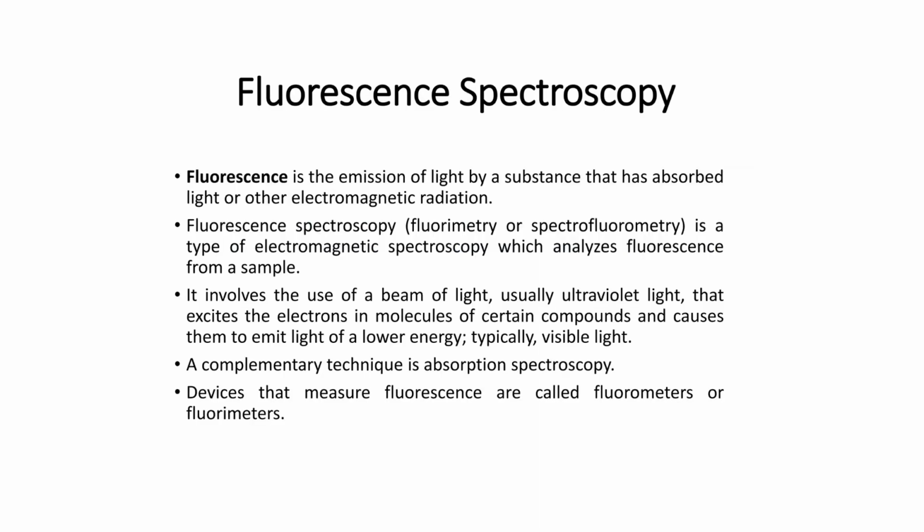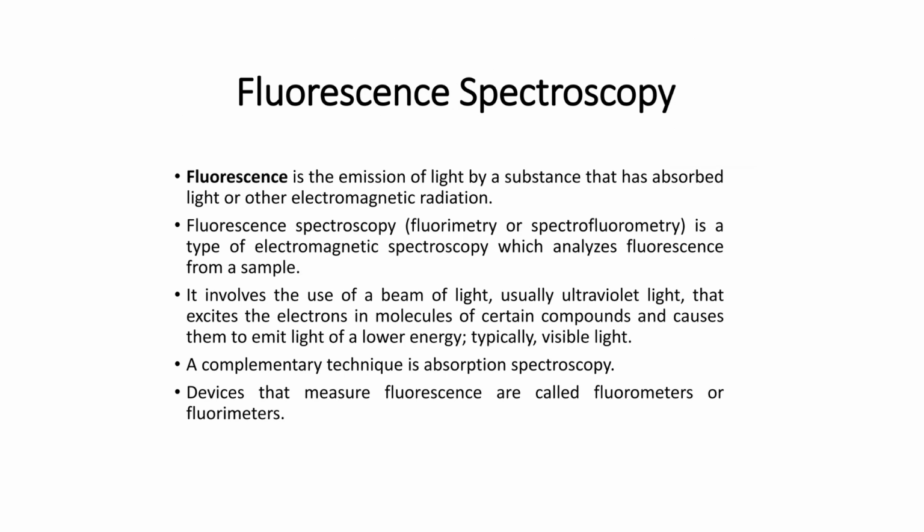One of the techniques is fluorescence spectroscopy. Fluorescence is the emission of light by a substance that has absorbed light or other electromagnetic radiation. Fluorescence spectroscopy, or fluorimetry or spectrofluorometry, is a type of electromagnetic spectroscopy which analyzes fluorescence from a sample. It involves the use of a beam of light, usually UV light, that excites the electrons in molecules of certain compounds and causes them to emit light of a lower energy, typically light in the visible range.